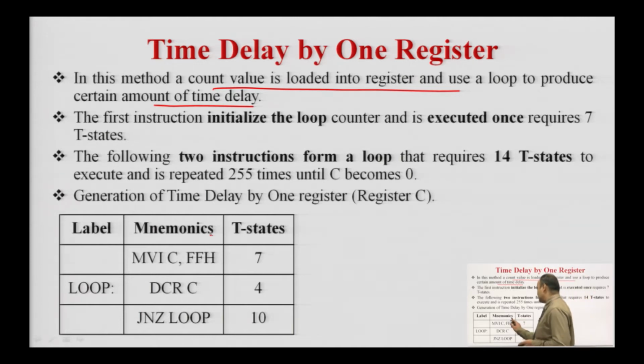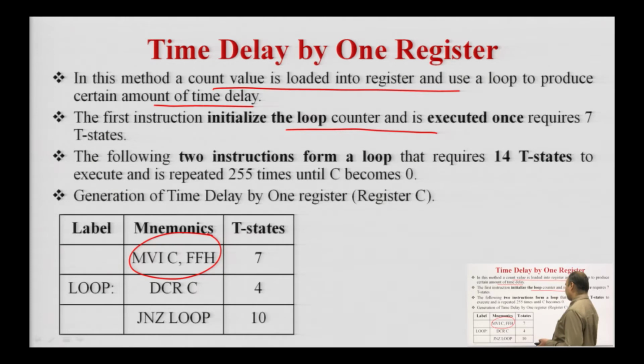Here one register, that is register C, is used, and register C is loaded with a value, that is FFH. The first instruction is used to initialize the loop counter. So, here register C is used as a counter which is initialized with the value FFH, is executed once, and it requires 7 T states. So, remember that the instruction which loads the count value is executed once and it requires 7 T states during the time delay generation by one register.